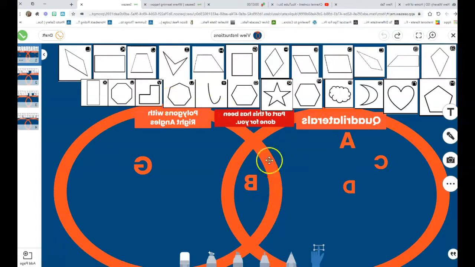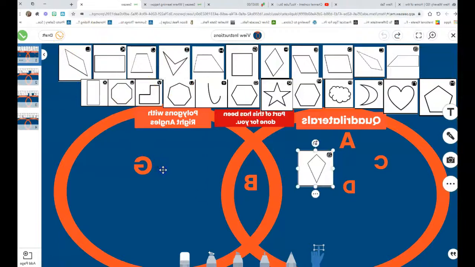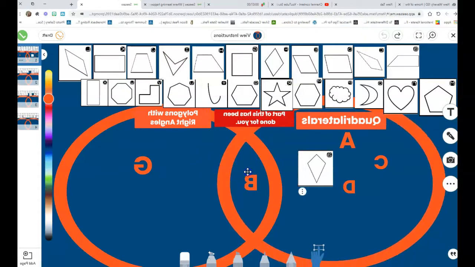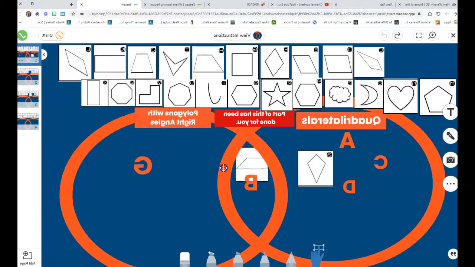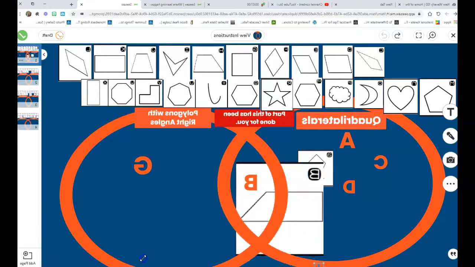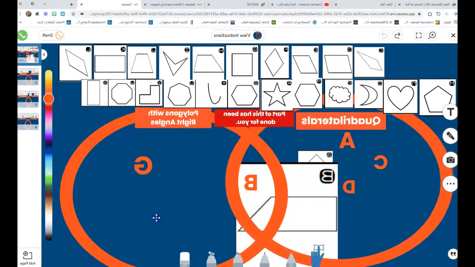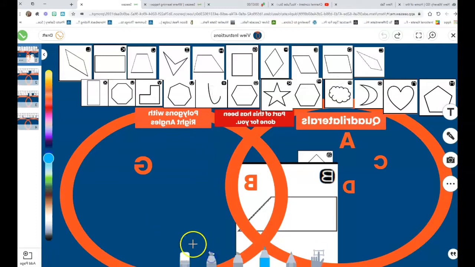So I'm going to start with A. I've already put it in there for you, but this is a quadrilateral and it has no right angles. Okay, so it goes there. B. It's already been put in the center. Why does it go in the center? It has a right angle. Good, Kaylee. I can expand this real quick to show you. If I take my marker, I can see a right angle here and here. So since it has both, it needs to go in the center, okay?